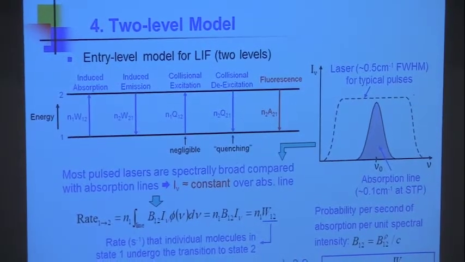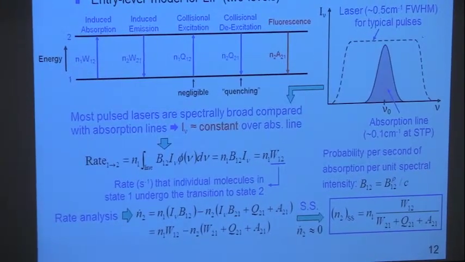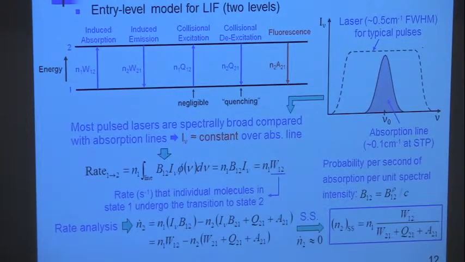Now, how do we solve? Remember, we have the signal in terms of N2. How do we figure out what N2 is? In chemical kinetics, the usual thing you do is something called a rate analysis. You write the time derivative of the population N2 as the excitation rate minus the loss rate. Then you argue that the time rate of change is small compared to these individual terms, and so you set this to 0. That's called the steady state approximation. It doesn't say that N2 is equal to 0. It says that N2 dot is small.